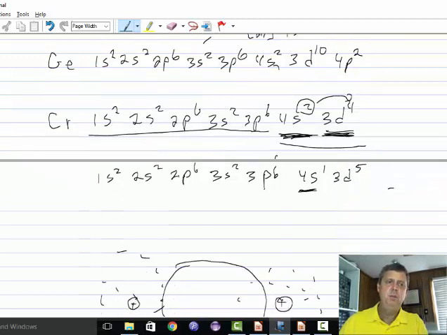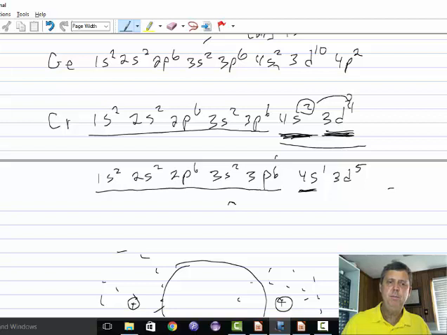Or down here for chromium, same thing. Take these previous 18 electrons. We're at argon, 4s1, 3d5. So it makes it a lot simpler because it's really only these outer electrons that we care about.